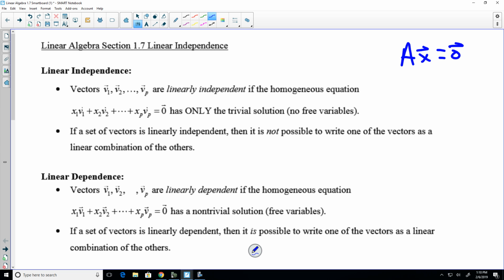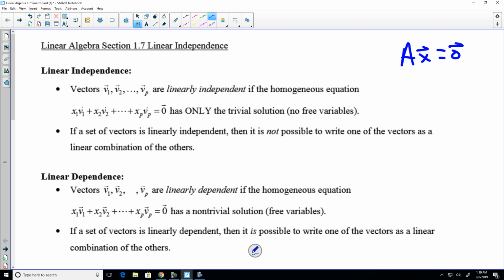We talked about what does that mean? That means you have no free variables when you solve the system. Okay. So if you solve a system and there are no free variables, then the vectors in your matrix, the columns of your matrix, are linearly independent. Okay.